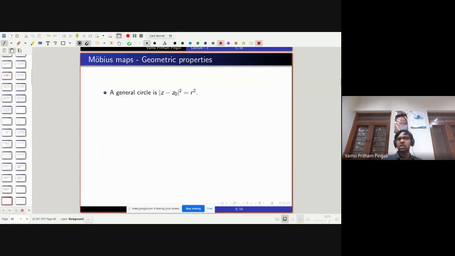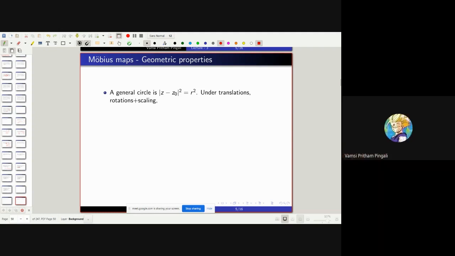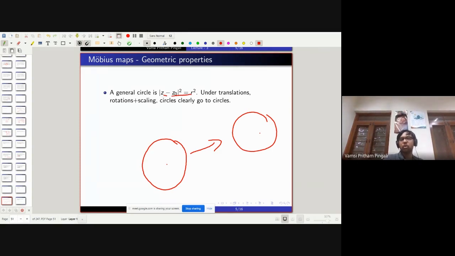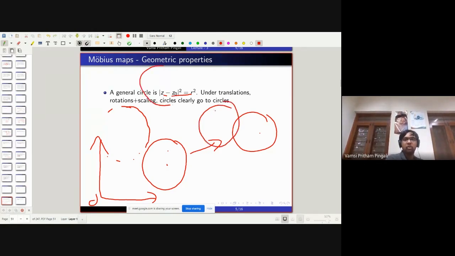All right. A general circle centered at z0 with radius R is mod of (z minus z0) squared equals R squared. Circles clearly go to circles. Why? If you take a circle and you translate it, of course it's a circle. Only its center changes, in this equation and this equation. If you rotate a circle, what that means is, if I take this circle and rotate it, it will just become a circle somewhere else. If I scale it and rotate it, it will probably go further and get rotated. Nonetheless, it will still remain a circle.